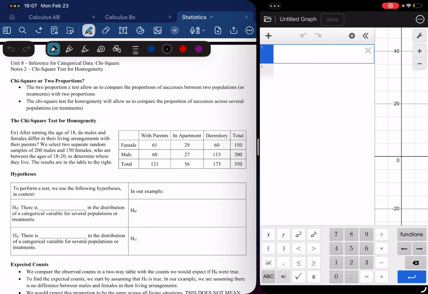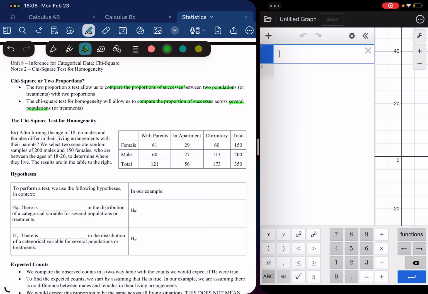Okay, notes 2, chi-square test for homogeneity. So it says chi-squared versus 2 proportion z-test. What's the difference? The 2 proportion z-test allows us to compare the proportions of successes between 2 populations, versus a chi-square test for homogeneity, which will allow us to compare the proportion of successes over several populations.